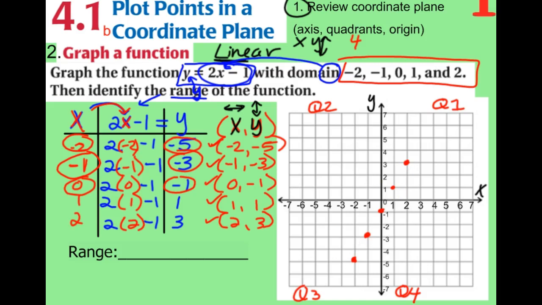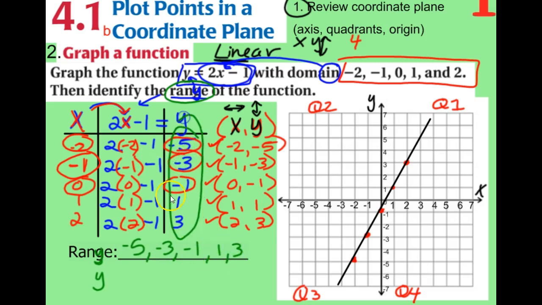So all we did was plot those points. If you'd like, you can put a line through it. Make a nice straight line. The only question we have left to answer is what's our range? Our range is what we get out for our y value. So all of our y values, we're just going to list them. -5, -3, -1, 1, and 3. All I did was list the y values that I got out.